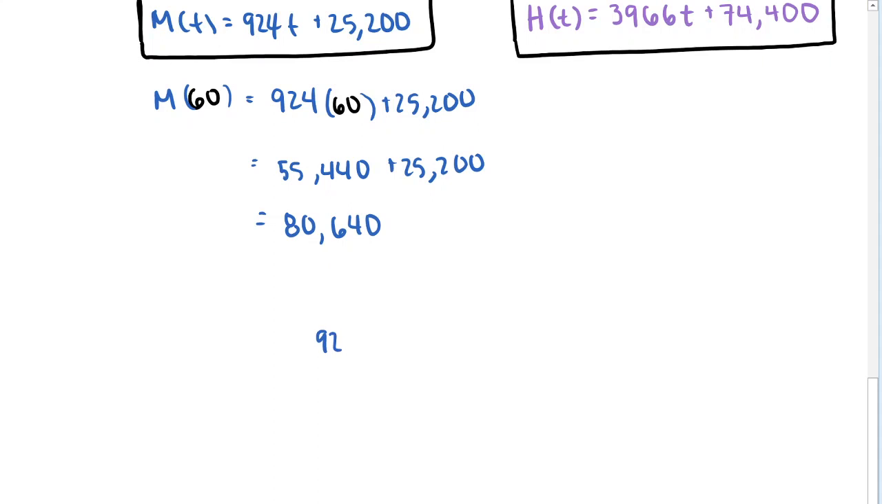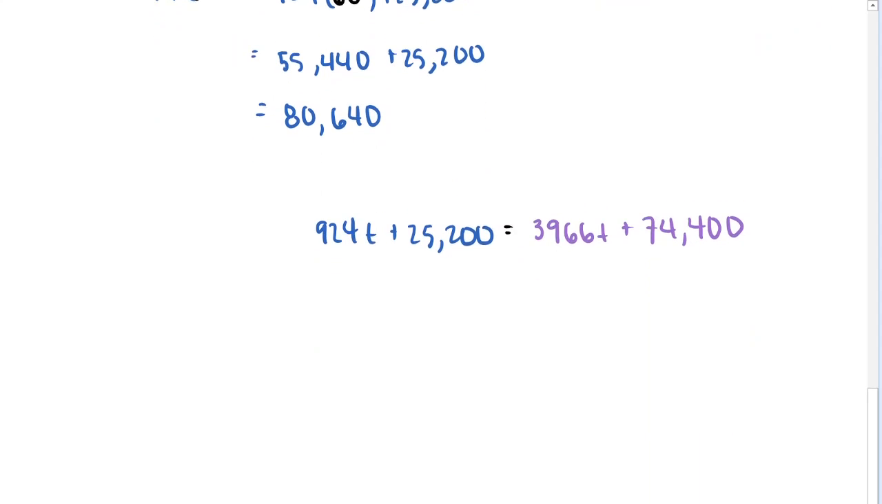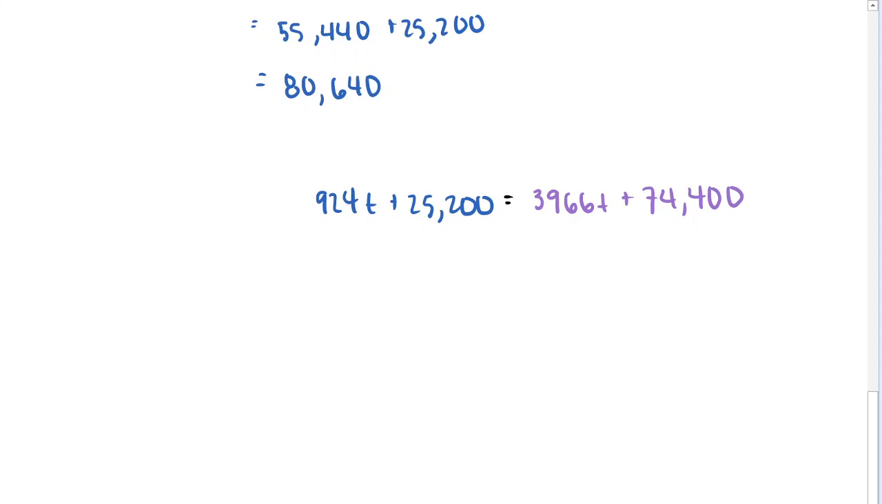So we get 924t plus 25,200 is equal to 3,966t plus 74,400. And now we want to solve this equation for t. And so here, if we subtract 924t from both sides, well, we still have this 25,200 is equal to, what does this come out to be?